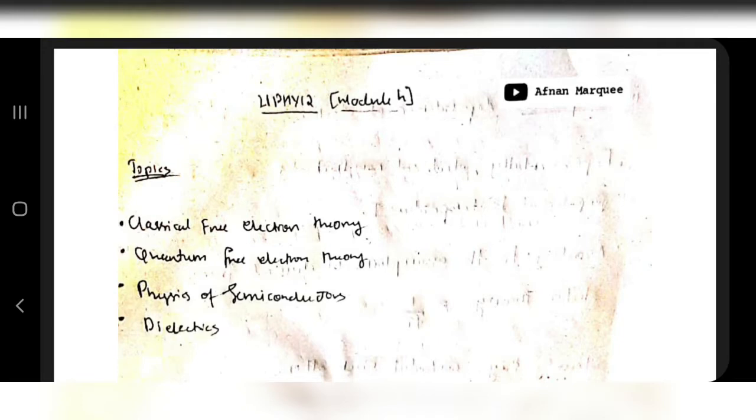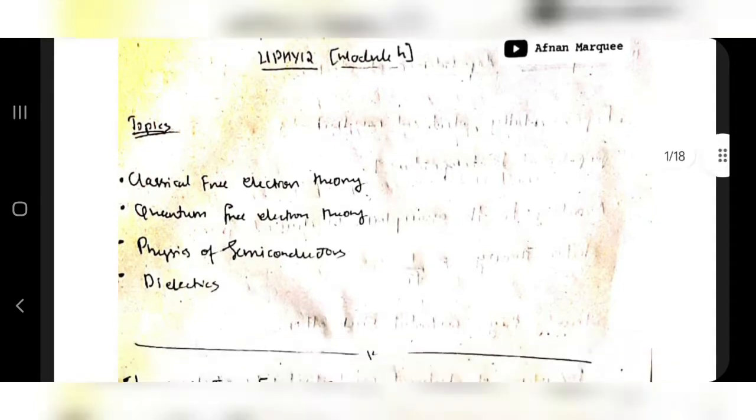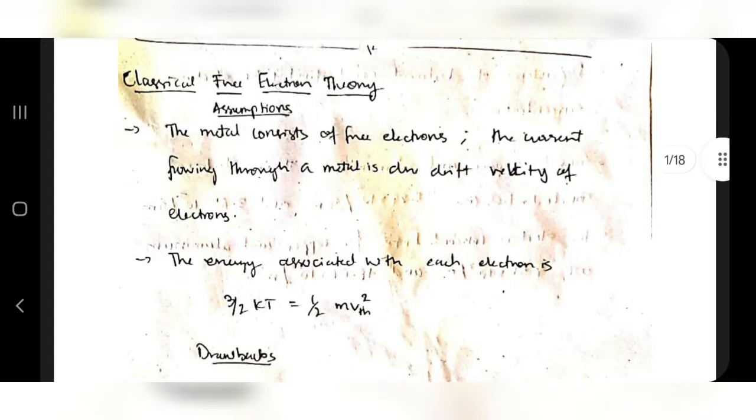So the first topic is classical free electron theory. We'll be discussing what the assumptions of it are and what the drawbacks are. Then those drawbacks are overcome by the quantum free electron theory. So let's see what the assumptions of classical free electron theory are.